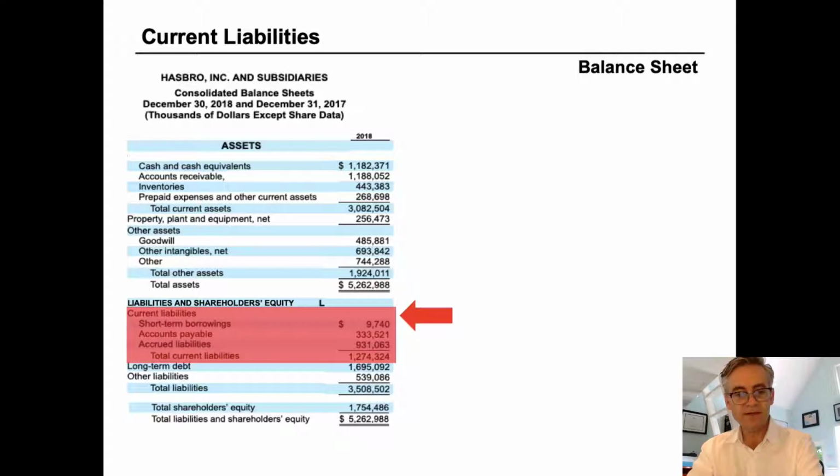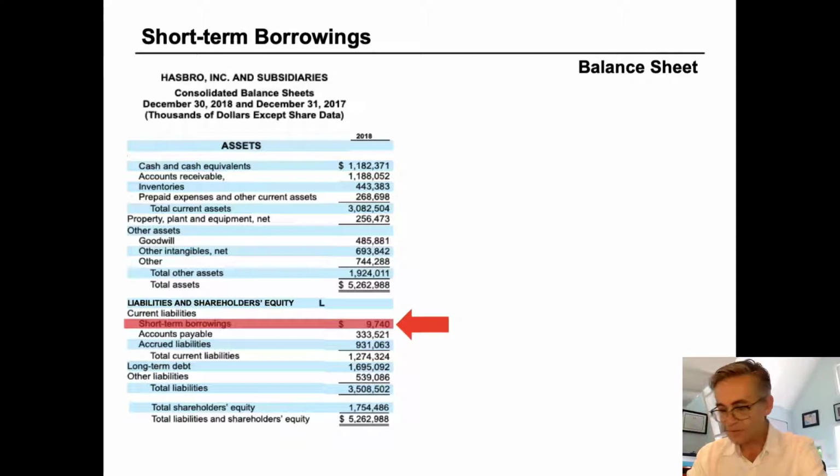Just like in assets, the first group of liabilities are called current liabilities. Hasbro is telling us by putting them as a current liability that these are things that need to be paid within 1 year. These are debts that the company owes, which will be paid in the near term. And the first one is short-term borrowings. This represents things like lines of credit and other short-term debt instruments that the company is using to manage the ebbs and flows of its cash cycle.